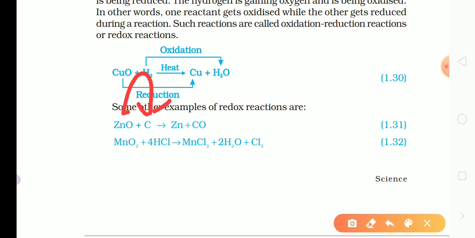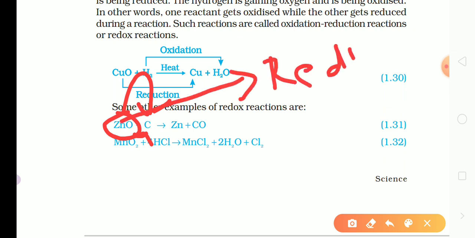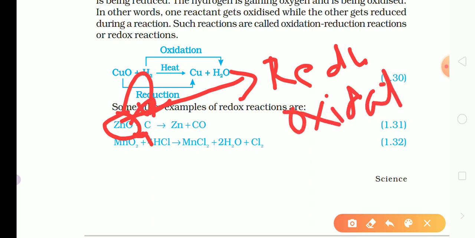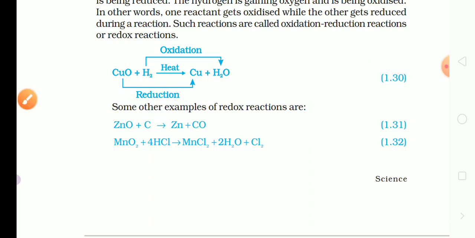Zinc oxide is giving oxygen to carbon, which means zinc oxide is losing oxygen, so it is undergoing reduction. And carbon is getting oxygen, which means it is undergoing oxidation. So here carbon is oxidized and zinc oxide is reduced. Now the second one: MnO2 plus 4HCl gives MnCl2 plus 2H2O plus Cl2.